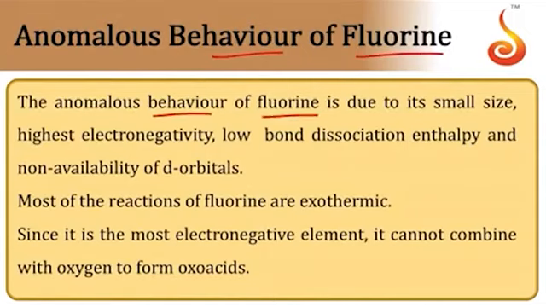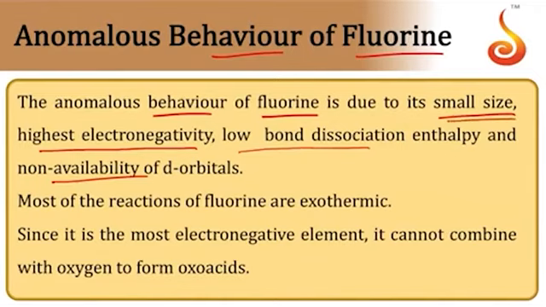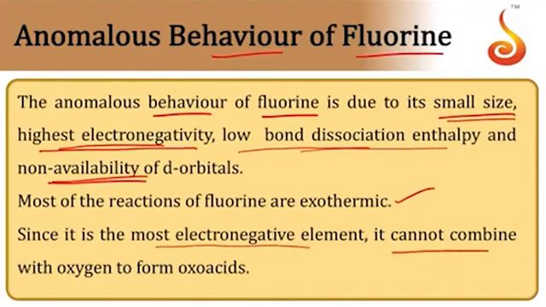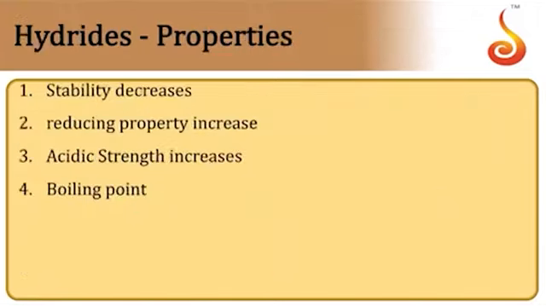Then comes anomalous behavior of fluorine. The anomalous behavior of fluorine is due to its small size, high electronegativity, low bond dissociation enthalpy and non-availability of d orbitals. So 4 points are there. Most of the reactions of fluorine are highly exothermic in nature. Since it is most electronegative element, it cannot combine with oxygen to form oxoacids. So oxoacids are not there for fluorine because it cannot combine with highly electronegative oxygen.